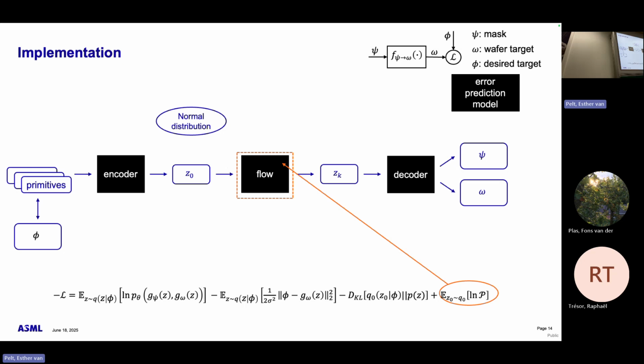And that's the first term, on a conceptual level, yeah, but not how it's implemented. That's the first term, right? Yeah. So this P theta is your error prediction model. It takes both your transformed Z, the mask and the wafer target. So you embed your desired target and then generate both a mask and a wafer target. Check whether or not they correspond to each other.